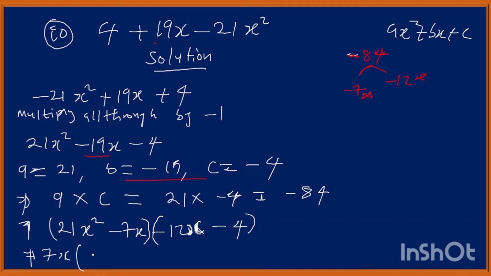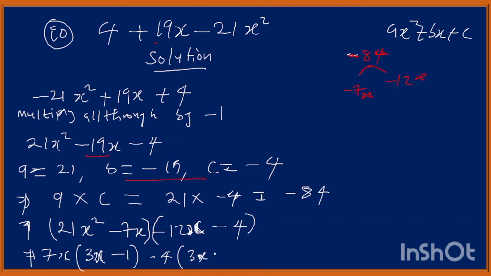7x is common. So 21x squared divided by 7x will give me 3x. And minus 7x divided by 7 will give me minus 1. So what is common between minus 12x and minus 4? We can see minus 4 is obvious because it can divide both numbers without any remainder. So minus 12x divided by minus 4 gives us 3x.